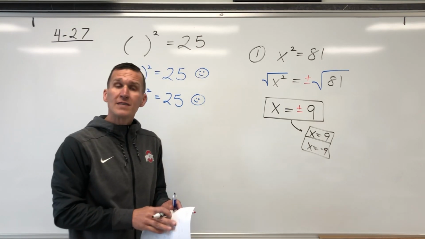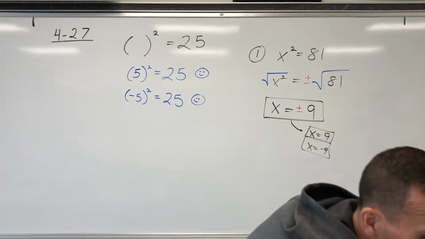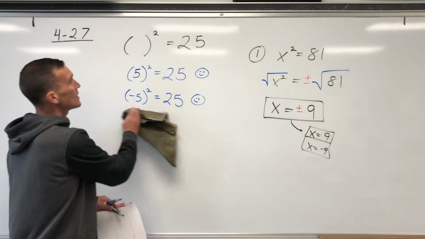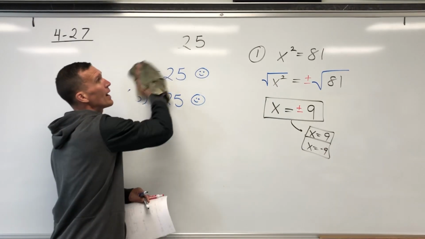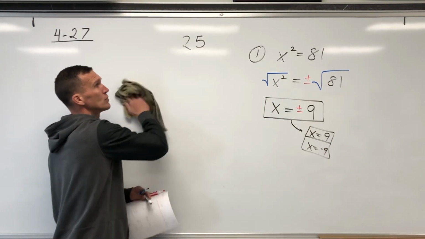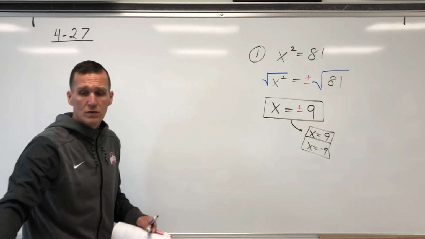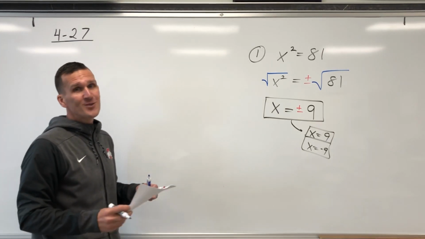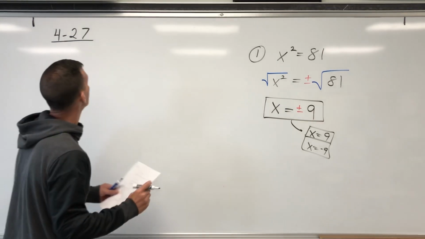Okay, we have 3 more examples just like that. But the main overarching theme of today is to get rid of a power of 2, or an exponent of 2, we use square roots. And we have to put plus or minus on the number side for it. So here's number 2.